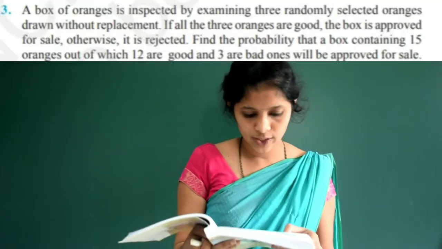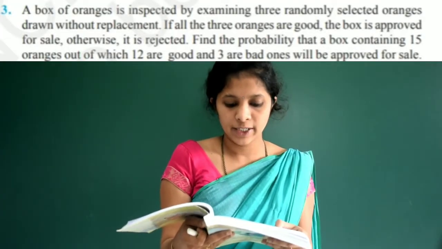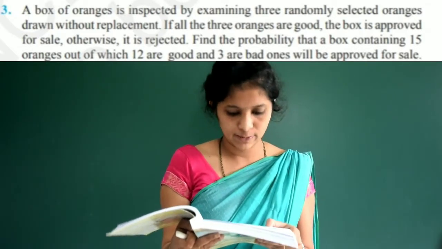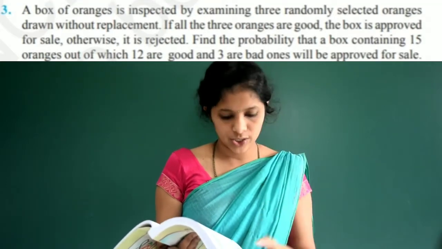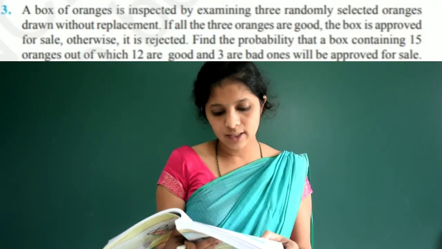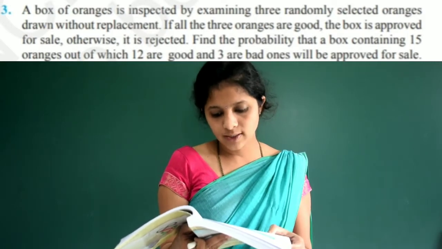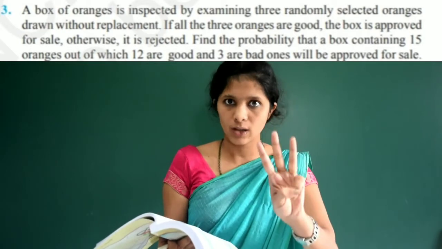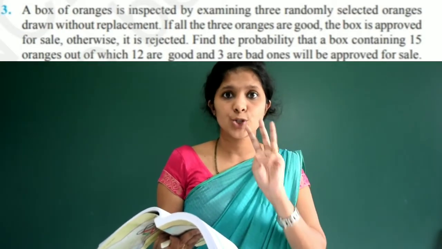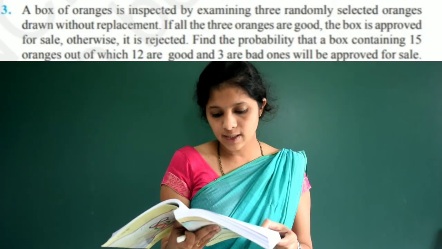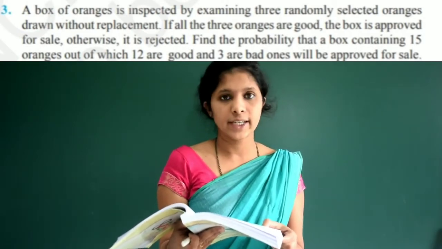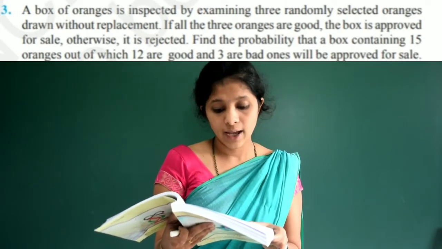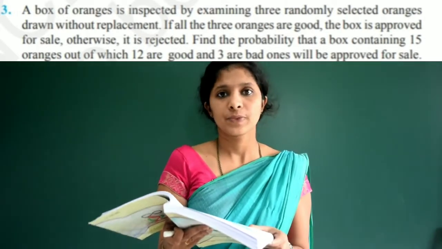A box of oranges is inspected by examining 3 randomly selected oranges drawn without replacement. So we need to draw 3 oranges without replacement. If all the 3 oranges are good, the box is approved for sale. Otherwise it is rejected. So we have to draw 3 oranges, and all the 3 should be good. Now what is the probability that a box containing 15 oranges, of which 12 are good and 3 are bad, will be approved for sale?